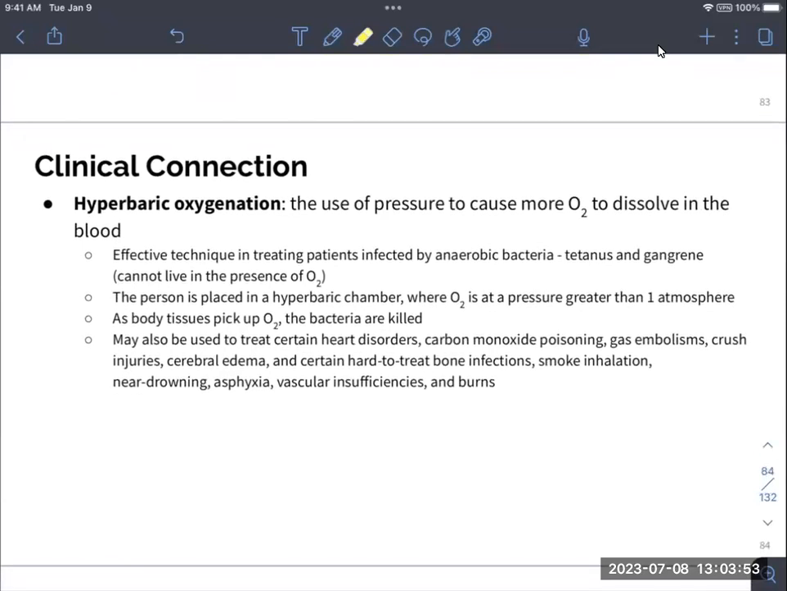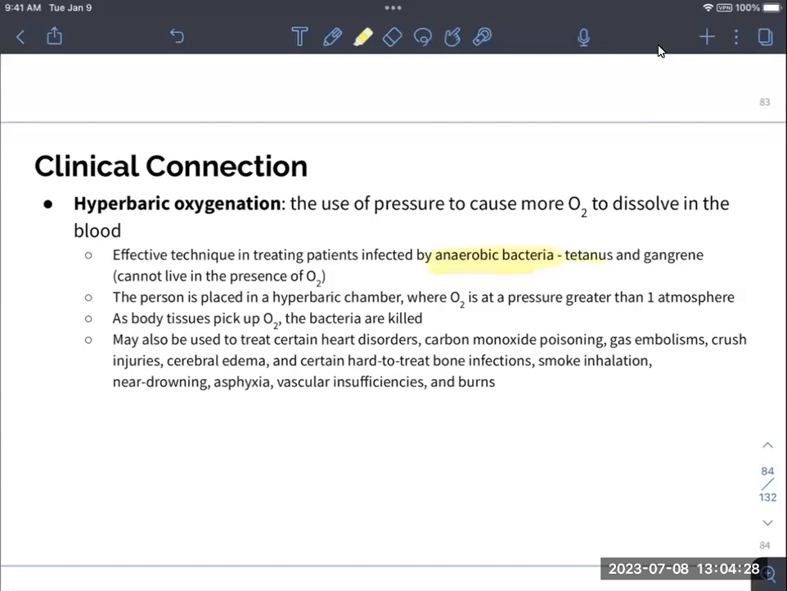Hyperbaric oxygenation. This can be used to actually get more oxygen to dissolve into the blood. So if somebody has an anaerobic bacteria in their system, again, anaerobic, it does not like oxygen.